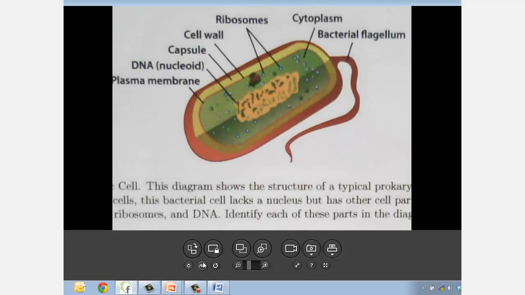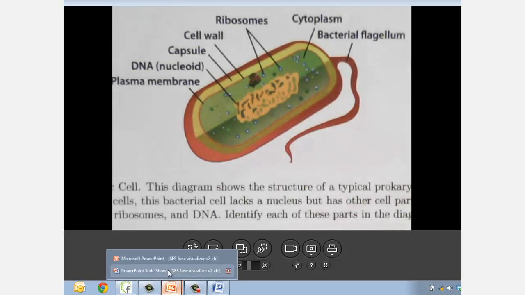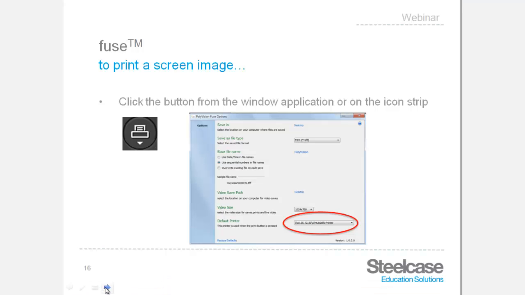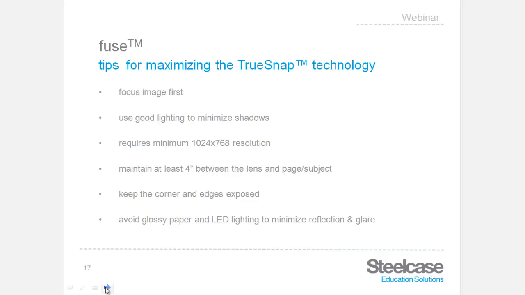Okay, for the final part of the tutorial, I wanted to cover some basic tips and suggestions for how to use the Fuse camera. Always make sure that you focus the image first before you do anything else. That's with the autofocus button. Using good lighting will minimize the shadows that you see on your image. It requires a minimum of 1024 by 768 resolution, and we covered how to adjust the resolution in section 2 of this tutorial within the Tools Options area. If you can set it even higher, you're going to get a better output from your camera.